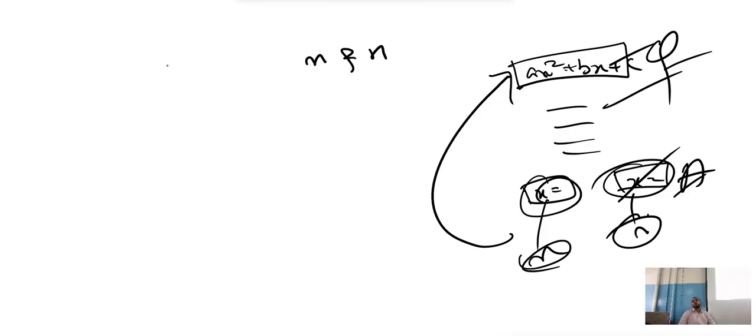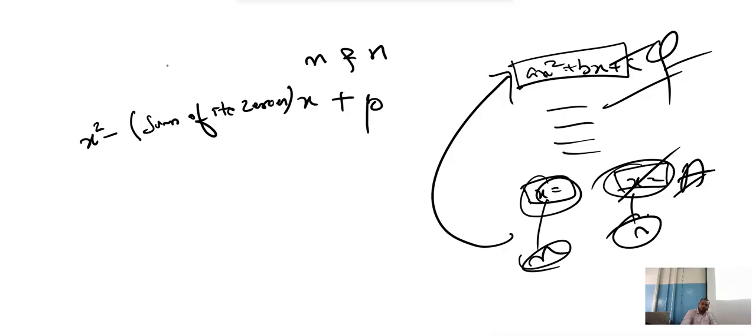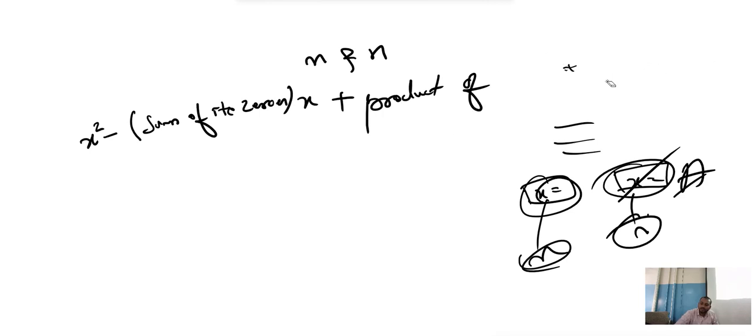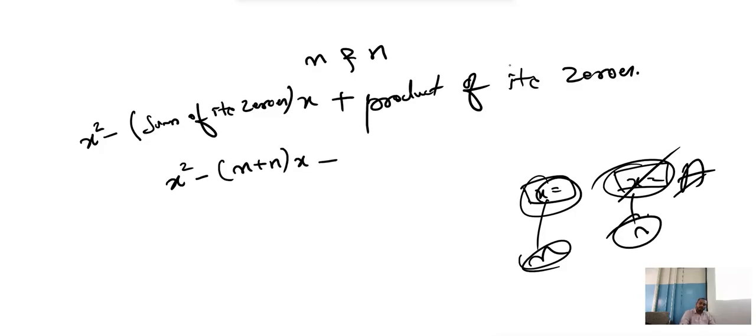To frame the quadratic polynomial, we have the formula: x square minus (sum of its zeros) into x plus product of its zeros. This is the formula. In short, x square minus (m plus n) into x plus m into n.